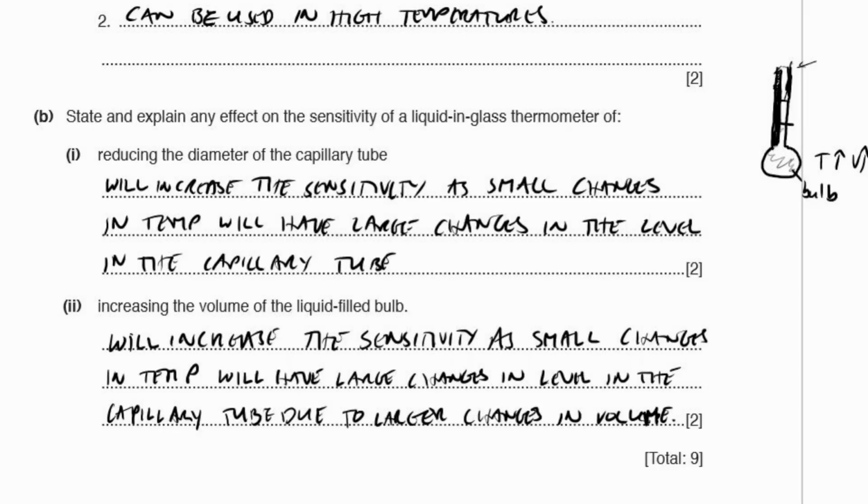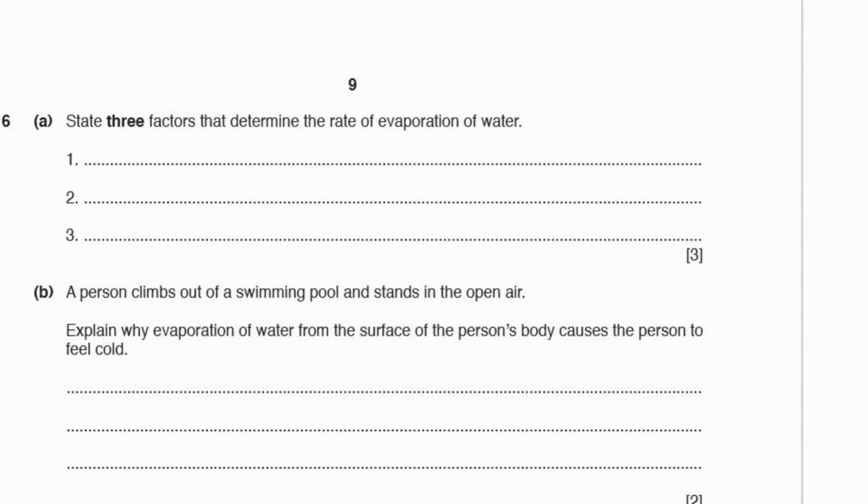Right, let's look at the next one. State three factors that determine the rate of evaporation of water. Number one, surface area. Of course, we've also got the temperature. And finally, whether there's a wind moving over the surface.